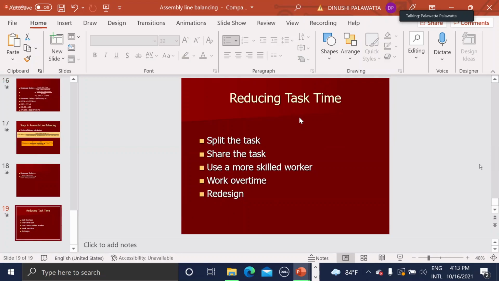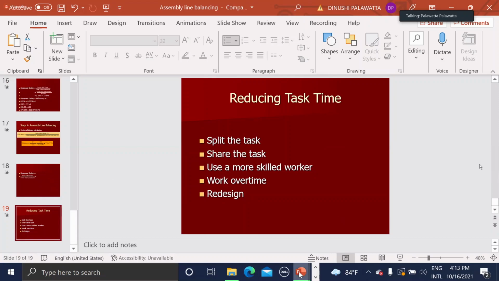And then, reducing task time: split the task. By splitting the task, we can reduce the task time. Sharing the task, use a more skilled worker, work overtime, and also maybe we can redesign the task so that we can reduce the task time.